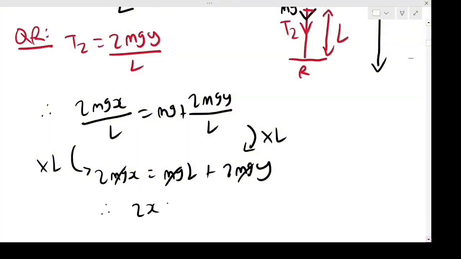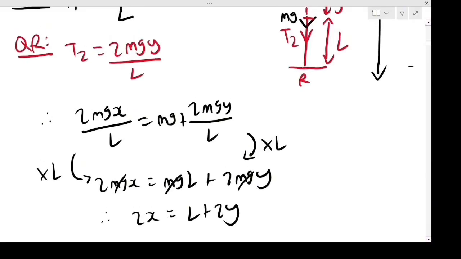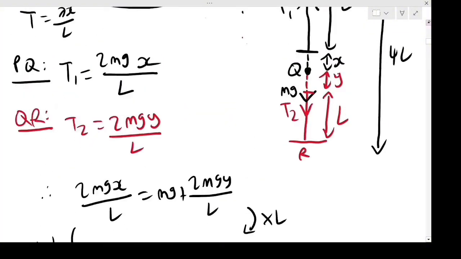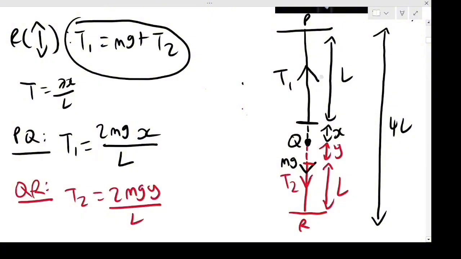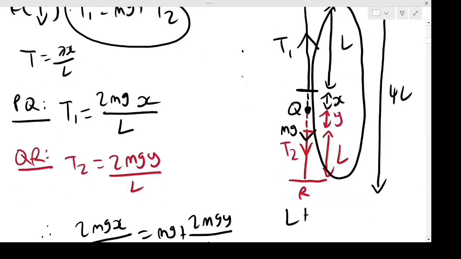So therefore I get 2x is L plus 2y. And that's a lot nicer, right? But that's really all I can do, except I've also got all these lengths to work with. Now remember, if I look at all these lengths, the individual lengths, that's going to be L plus X plus Y plus L, which has to equal the whole length of 4L, the whole thing.